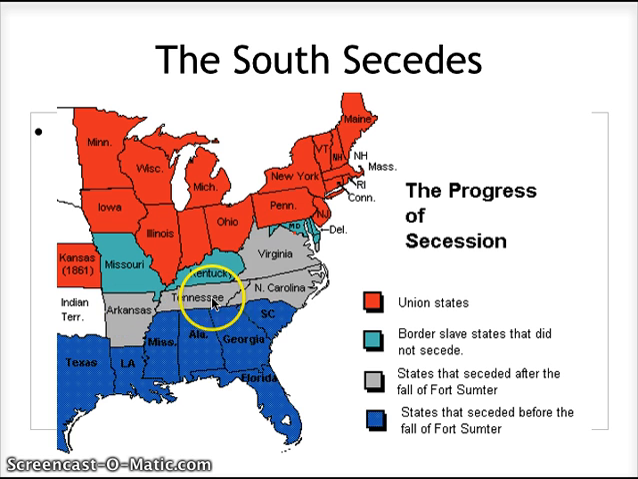After that, we have these gray states. They also join in seceding against the Union. But if you notice, we have a few slave states: Missouri, Kentucky, Maryland, and Delaware. These states do not secede.